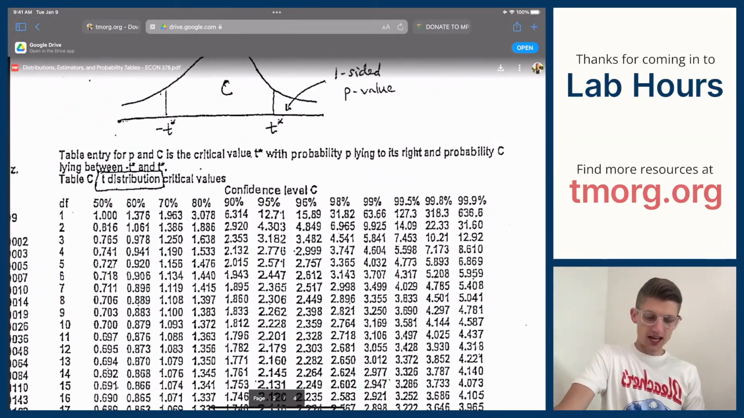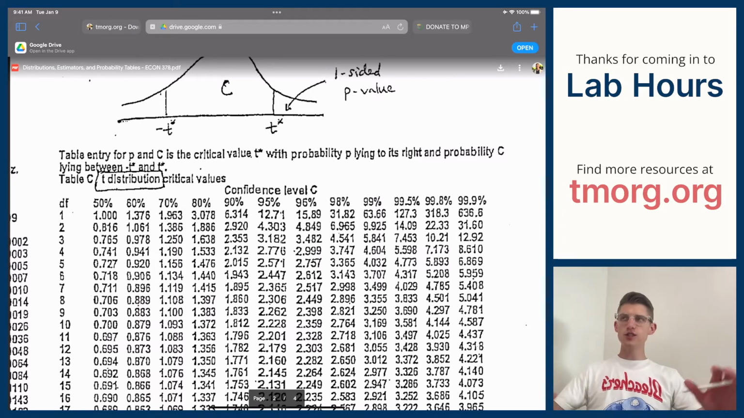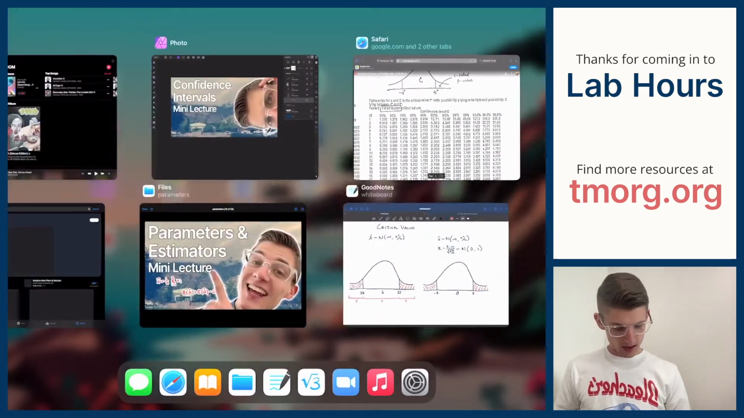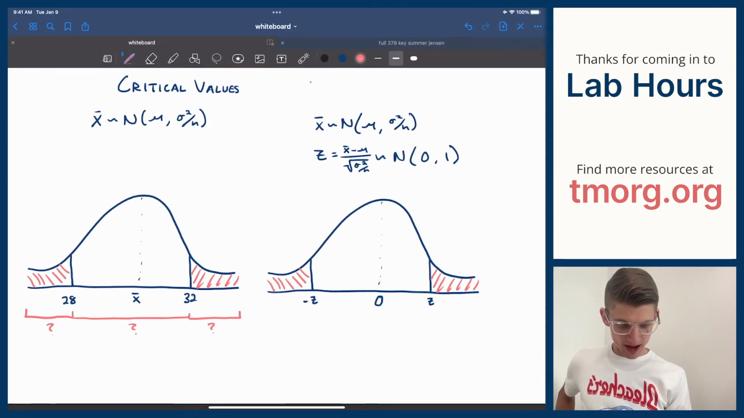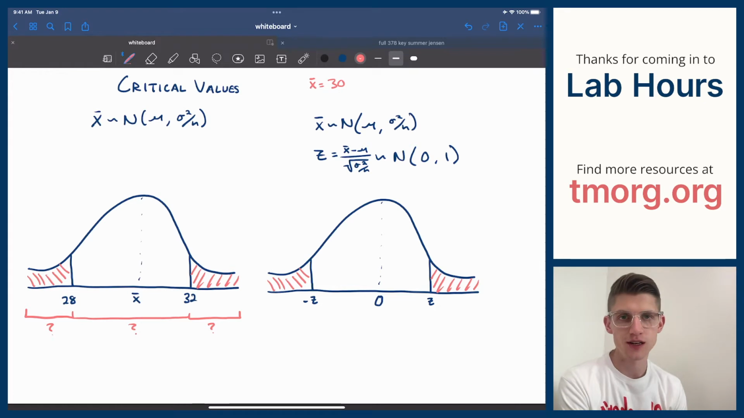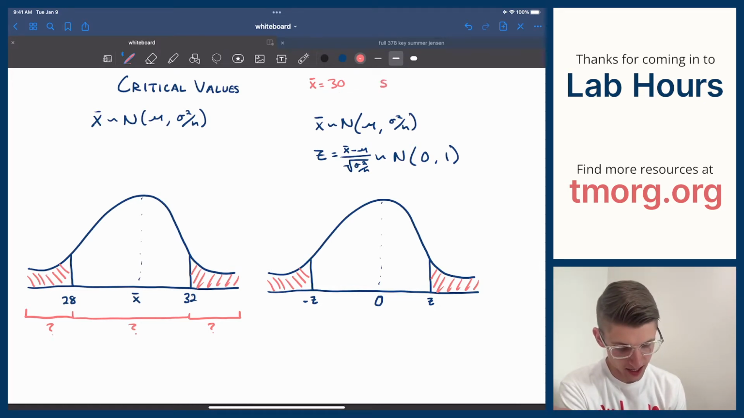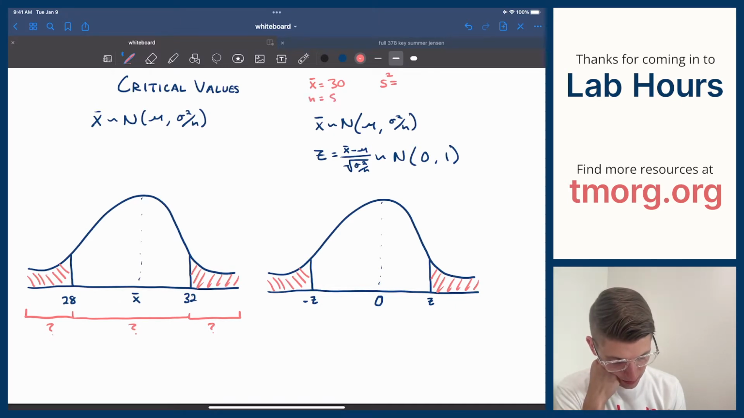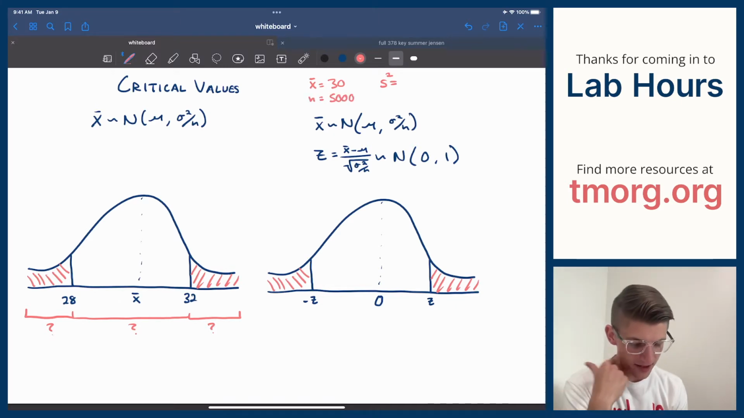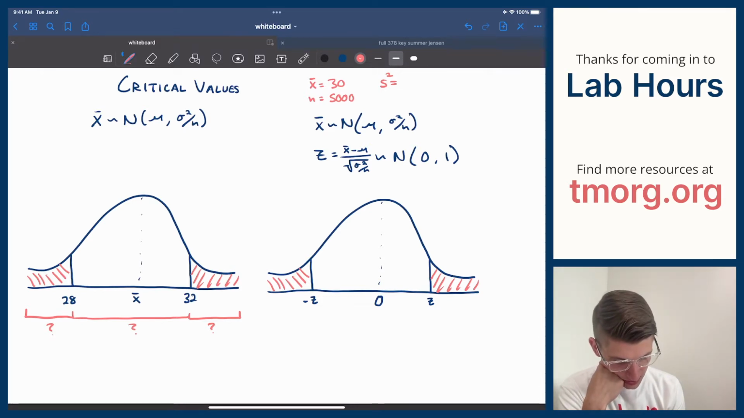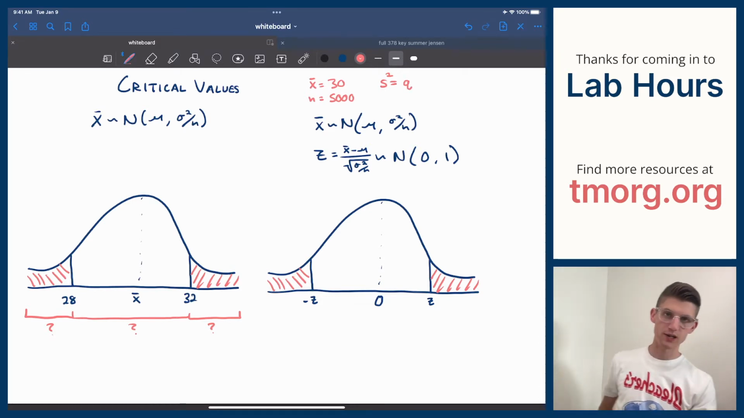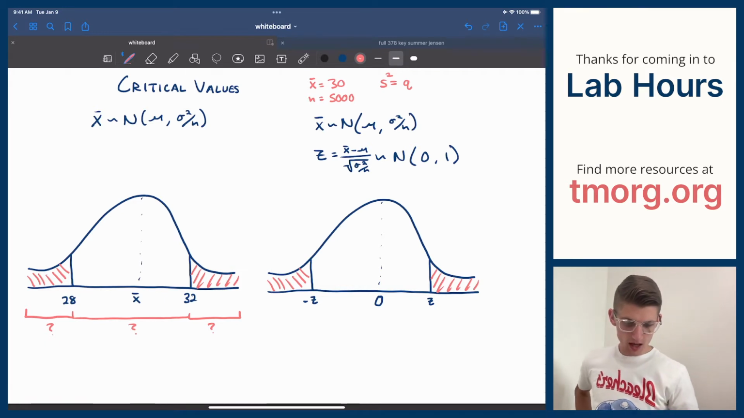So they want to say, okay, we took all of our data, and we found an x bar equal to 30. We found a certain standard deviation, it would actually be s here, right? Or even s squared. We know that their number of observations was 5,000, and they found some s squared, let's just call it q, because we don't know what the number is, right? So they have all that data.